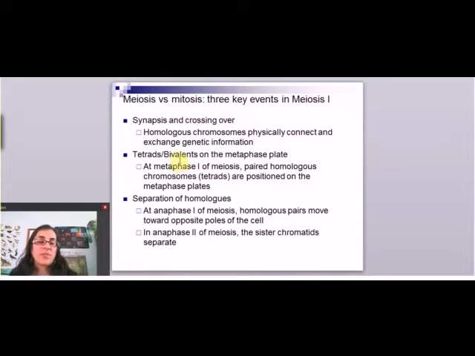The other difference in meiosis 1 is that you'll see tetrads, or the term we're using more is bivalents. You'll see bivalents or homologous pairs on the metaphase plate. And again, in mitosis, you're only going to see a single chromosome. The third unique event to meiosis 1 is during anaphase 1, when you see separation of the homologous pairs rather than separation of the chromatids. In meiosis, the chromatids won't separate until anaphase 2.